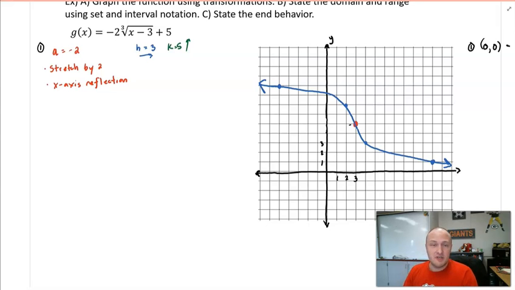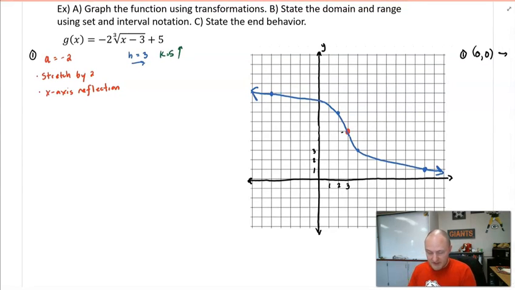You may also be asking yourself, hey, I stretched and reflected all my points, but why didn't I translate them? Well, that translation takes place when you translate your central point here, the (0, 0). So then you don't have to translate anything else. You're working off of that central anchor point. Okay, that was part A.